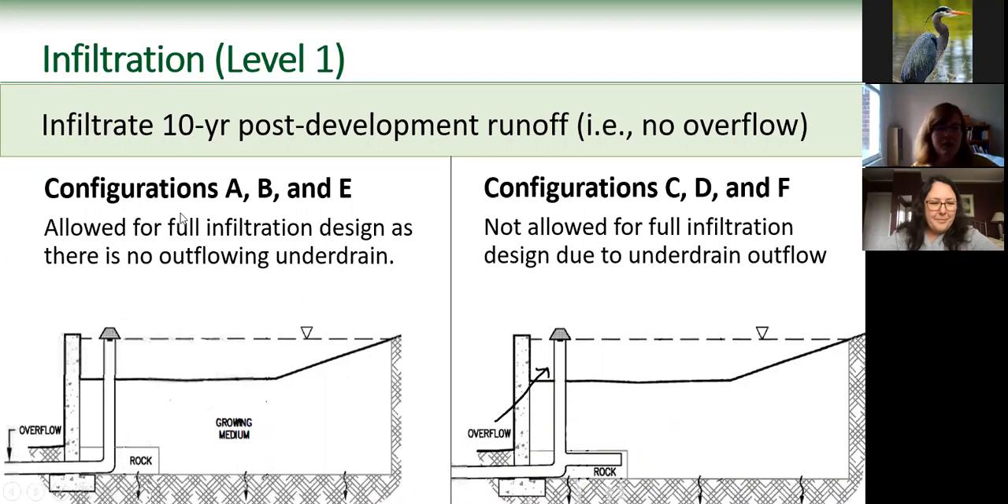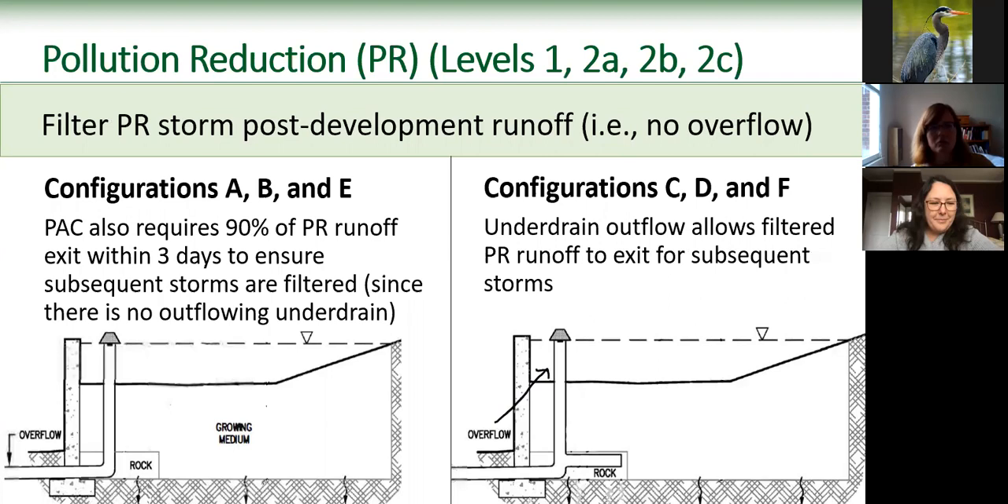In configurations A, B, and E, these are allowed for infiltration because there's no outflowing under drain on these. Configurations C, D, and F are not allowed to be used for infiltration because there's an under drain that will capture some of the flow that has filtered through the facility, filtered through the blended soil or growing medium, and will allow it to discharge. So these aren't allowed for full infiltration. You can't have an under drain at the bottom if you're going to be fully infiltrating the 10-year storm. And similarly, the pollution reduction has the same 2 configuration separations.